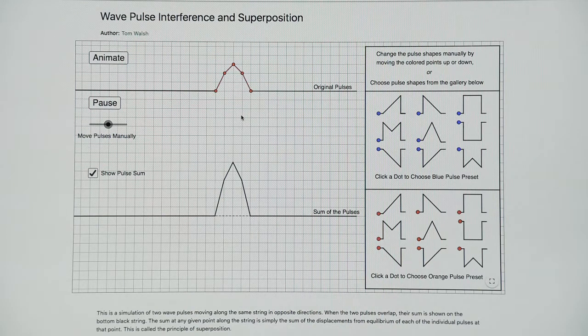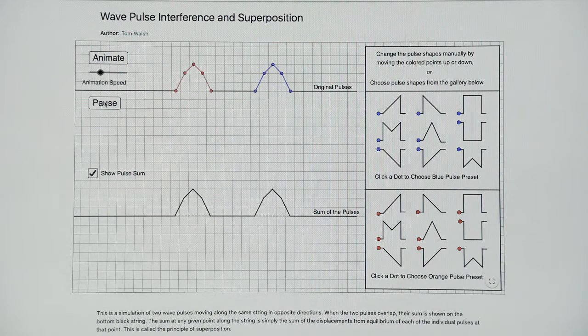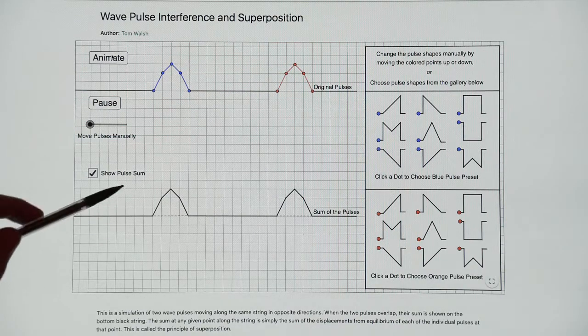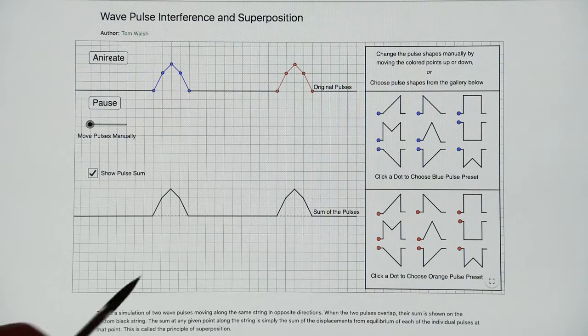So again, the heights add only, not the widths. And then we continue on, and you see the waves pass through each other. Now they do indeed pass through each other. Let me rewind here. And if you just watch here, what a lot of students might think is that these waves bounce off each other.